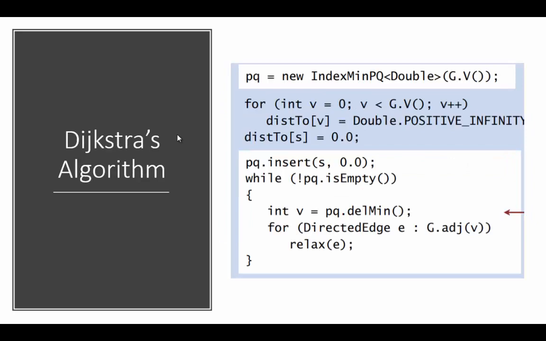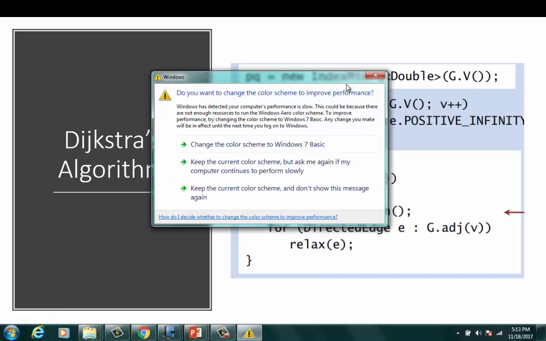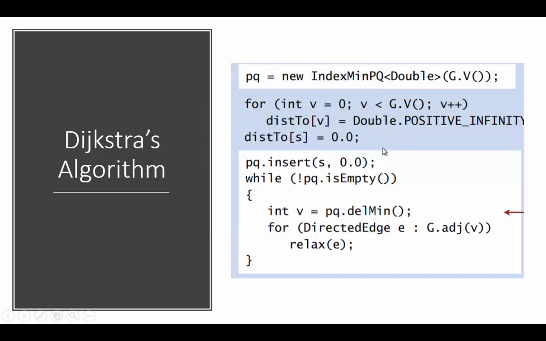So the main idea of Dijkstra's algorithm is to place all the nodes. First of all, we create a minimum priority queue, and then you initialize all the distances to infinity. The only exception is that the distance from s to s would be 0. Then we insert s into the priority queue with its distance, and while it's not empty, the loop will run n times, the number of vertices.